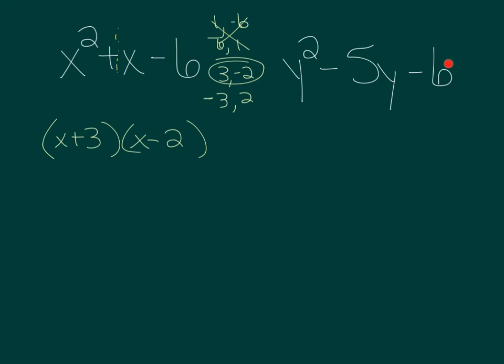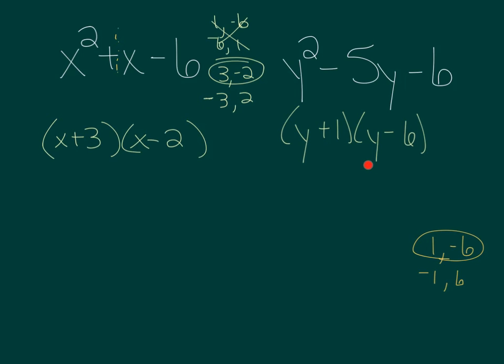Now, I have another trinomial that ends in negative 6, but this time the sum has to be negative 5. So I look at my pairs of factors. 1, negative 6, negative 1, positive 6. Do either of those, when I combine, give me a negative 5? Yes. 1, negative 6. So I've found my factors. So y plus 1, y minus 6. You could check it. Mostly you need to check the outer and the inner. So negative 6 plus 1 is negative 5.